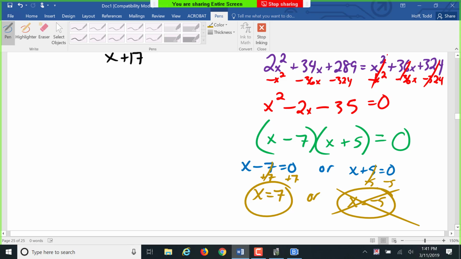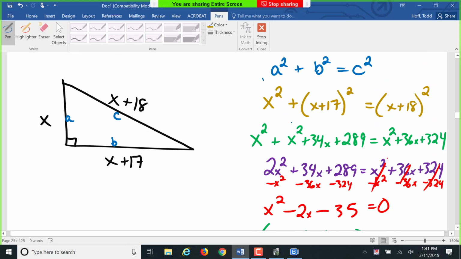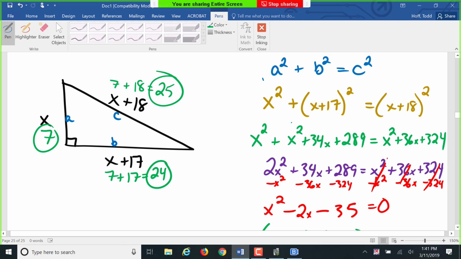X equals negative 5 doesn't make sense because you can't have a side here of negative 5. X equals 7 does make sense. This would be 7. This would be 7 plus 17, or 24. And this would be 7 plus 18, or 25. And that does make a right triangle.